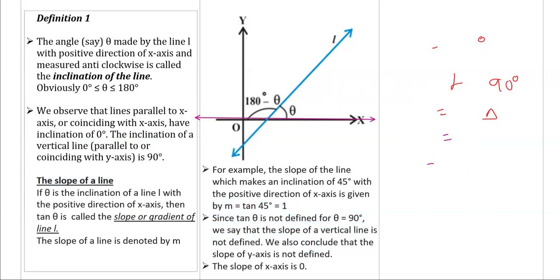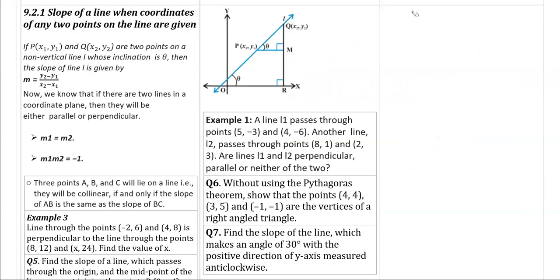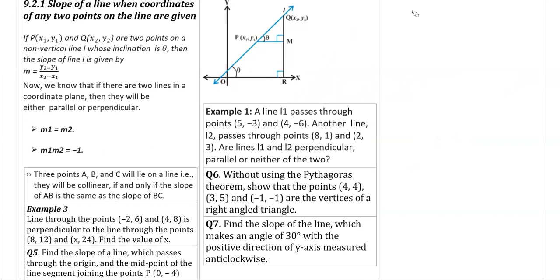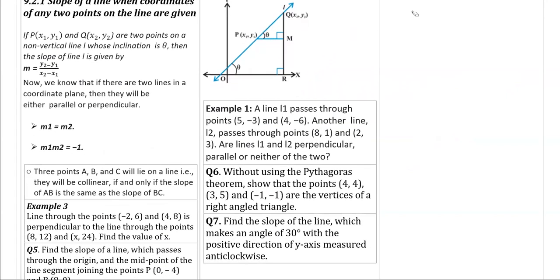So this is the first set of concepts that one should know for the straight line. Now we'll come to the next concept, that is the slope of a line when we know any two points on the line. As you can see, I have taken a line here, and on it I have taken two points. Say this is point P, whose coordinates are x1, y1, and point Q, whose coordinates are x2, y2. Let's say theta is the angle made by the line with the positive direction of the x-axis.